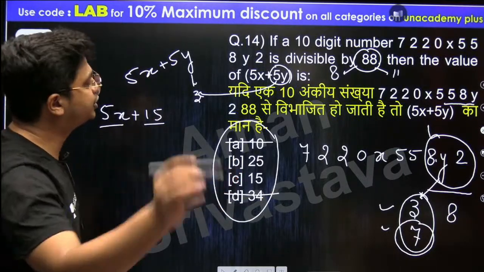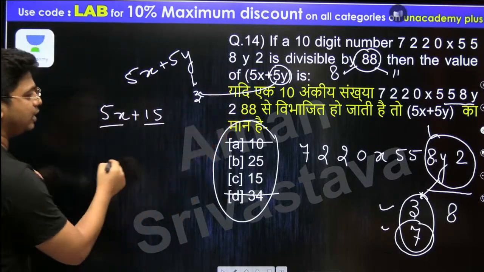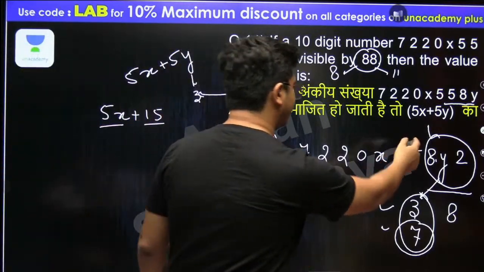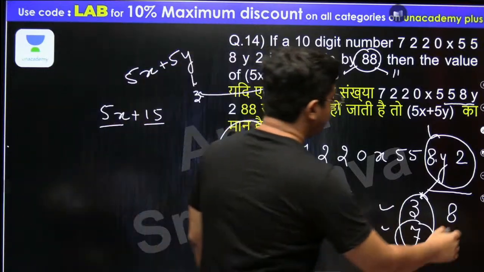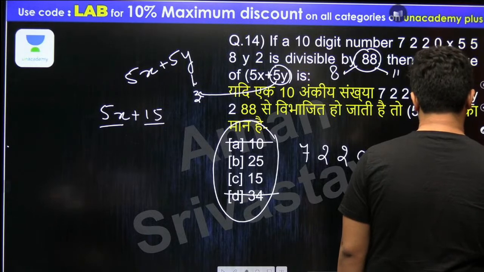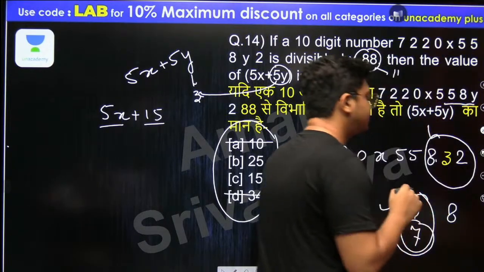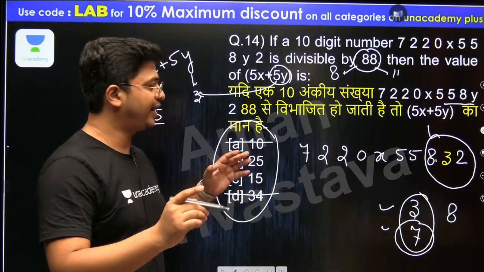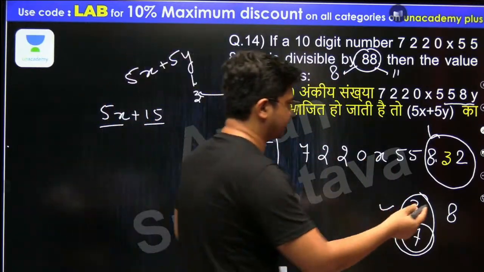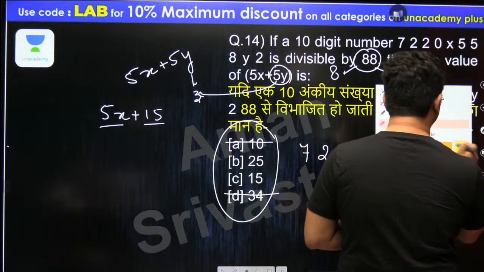Let's try it out. Let's do it. Let me write the value here itself. Let's write y is equal to 3 here itself. Now see, let's try to find out the value. Let's pair it up first. What did we learn here? We learned that we started by pairing, right?